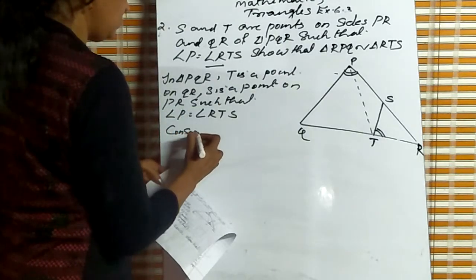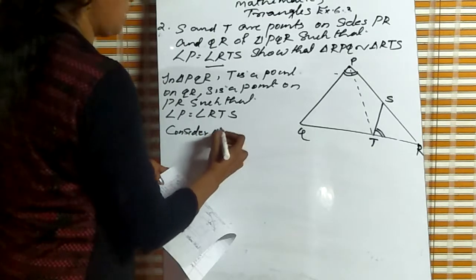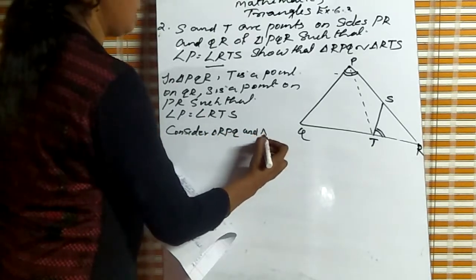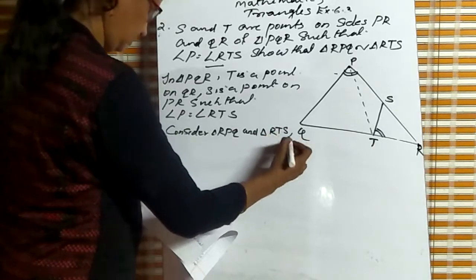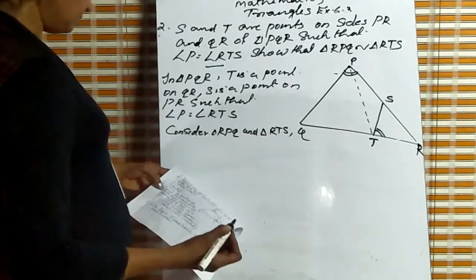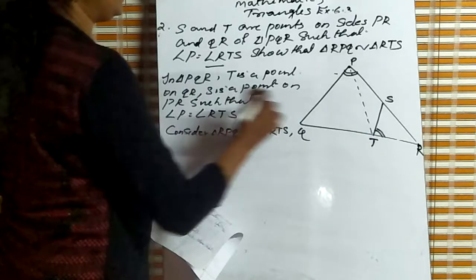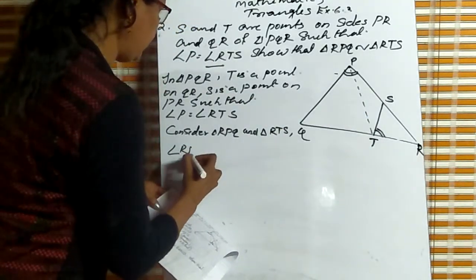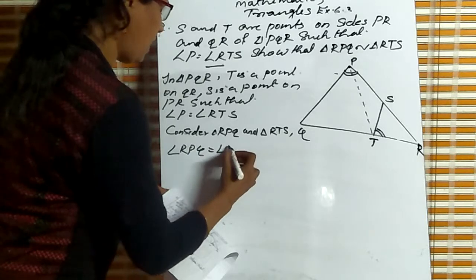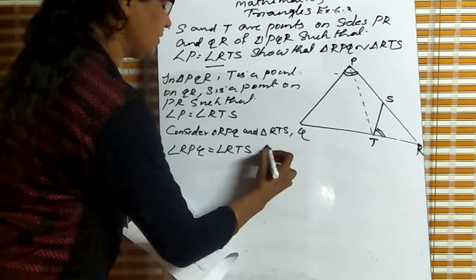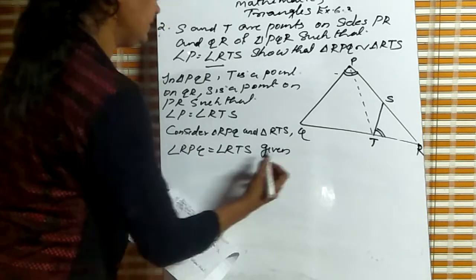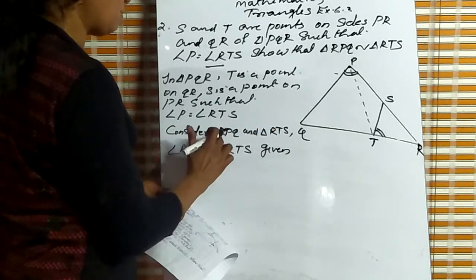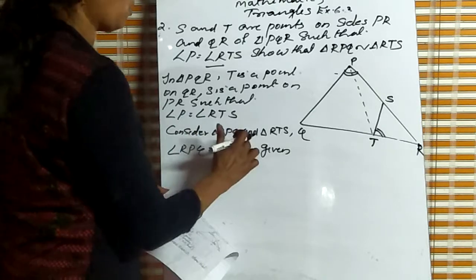Consider triangle RPQ and triangle RTS. Then what is given here? P means RPQ. Angle RPQ is equal to angle RTS. This is given. Then in RPQ and RTS, which angle is common? This angle R is common.